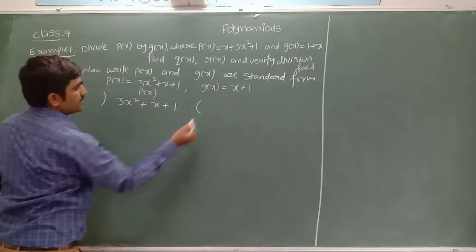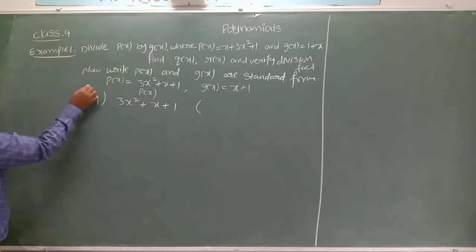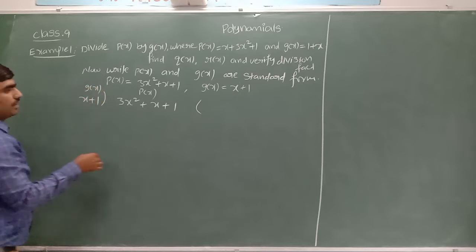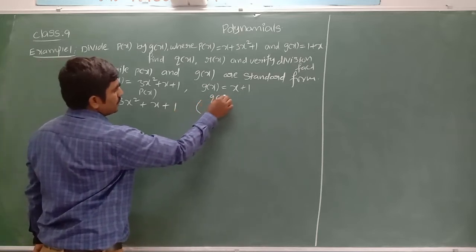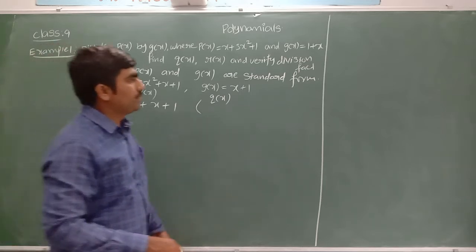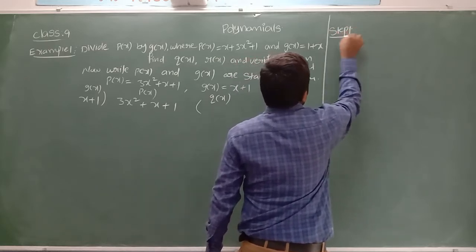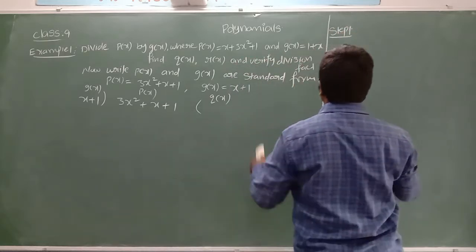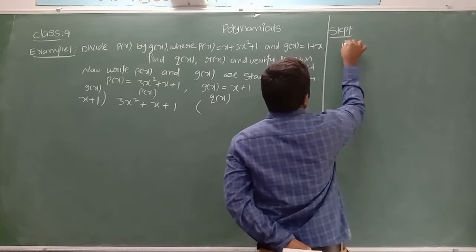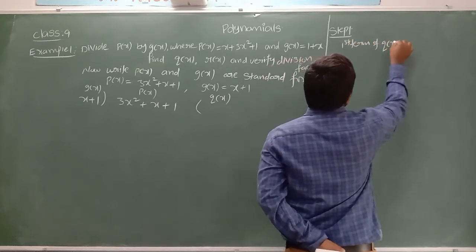And what is g of x here? X plus 1. G of x is x plus 1. We can write g of x. Now we have to get the terms in the place of q of x. So let me go for rough work. Step 1. What do I want to get now? I want to get the first term of q of x.